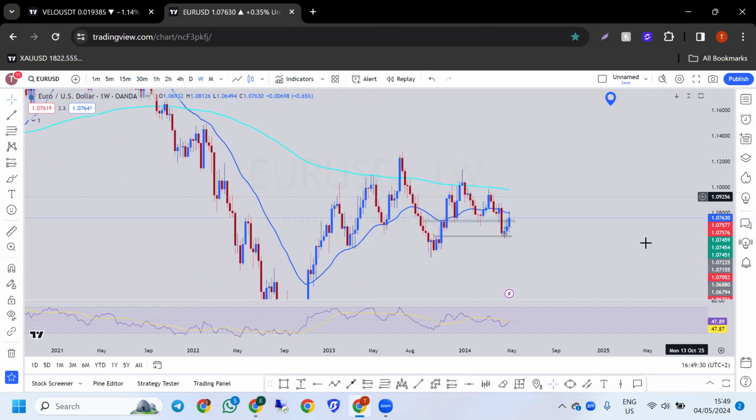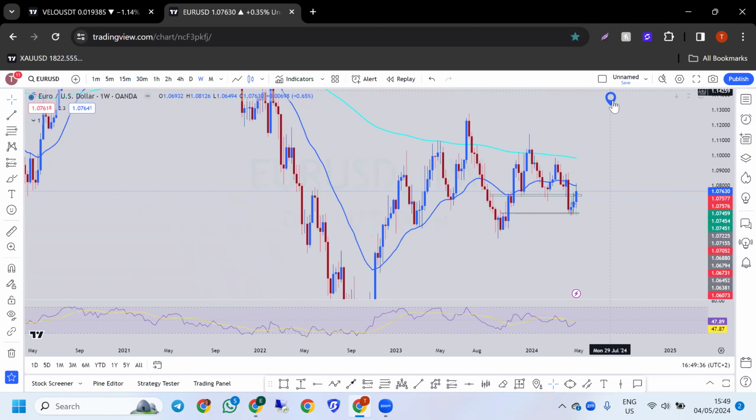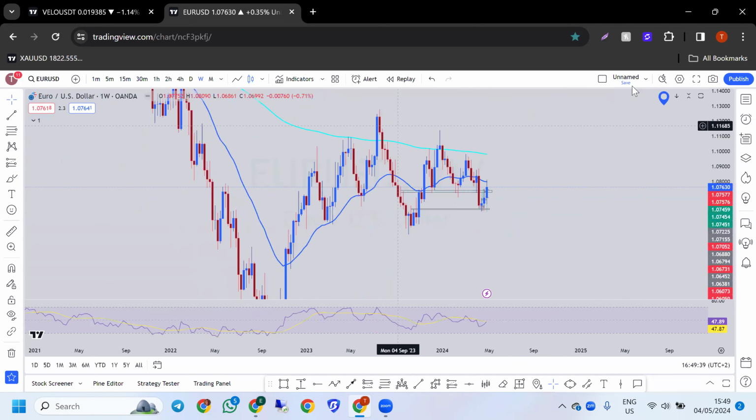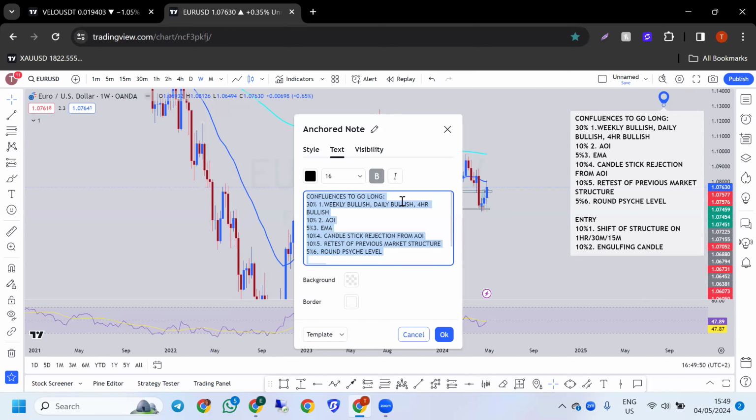Last week we did all our analysis and got all these confluences right here, where the weekly was bearish, daily bearish, and 4-hour was bearish too. Bearish, bearish, and bearish. This is what we had last week.